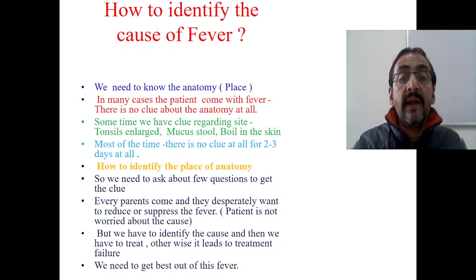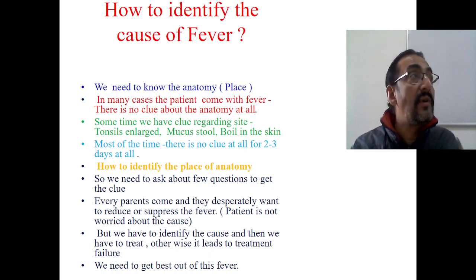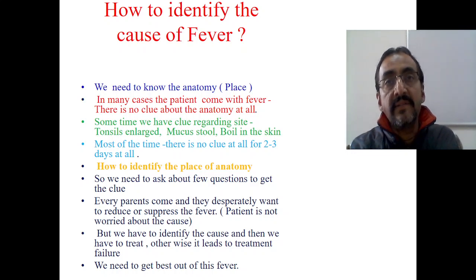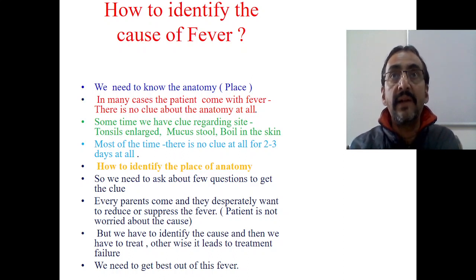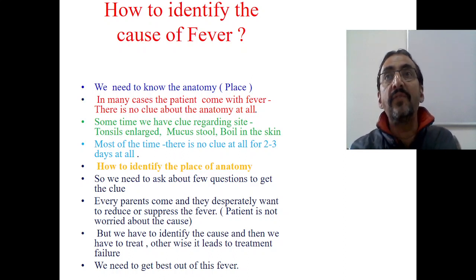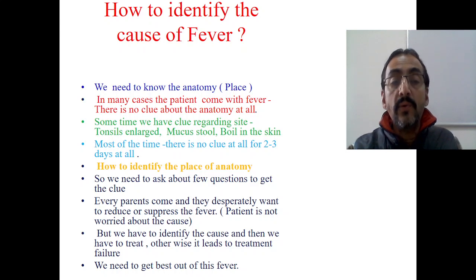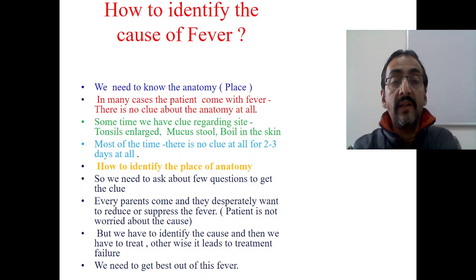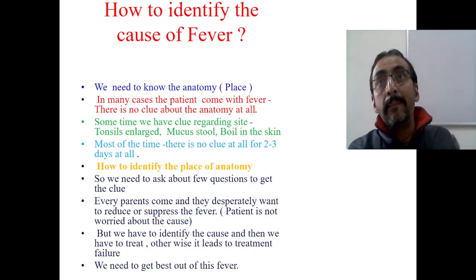Every parent comes and desperately wants to reduce or suppress the fever of the patient. Parents are worried, and their motto is very simple: they want to reduce the fever. The patient is not worried about the cause, but as a doctor we are worried about the cause. What is the cause and what is the place? But for the patient this is not required. The patient wants the fever reduced. But we have to identify the cause and then treat it, otherwise it leads to treatment failure. That we know as doctors, but parents don't know.